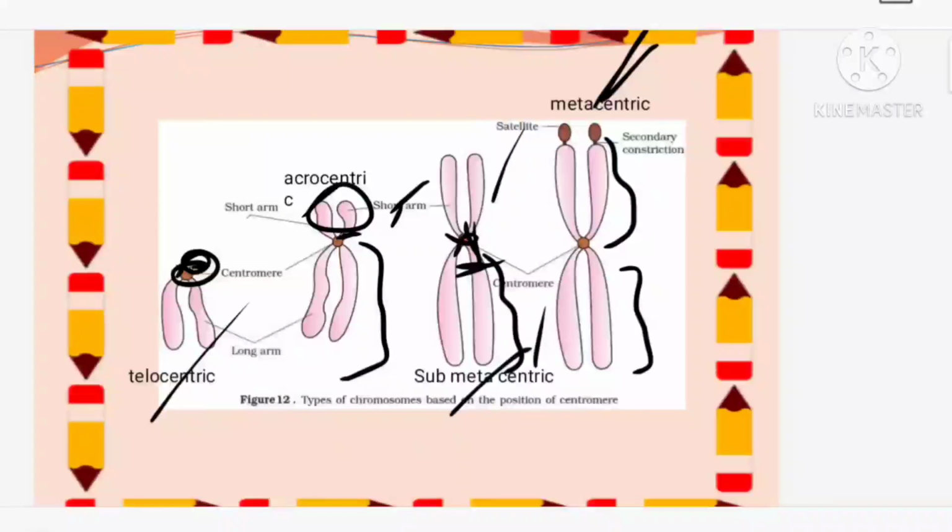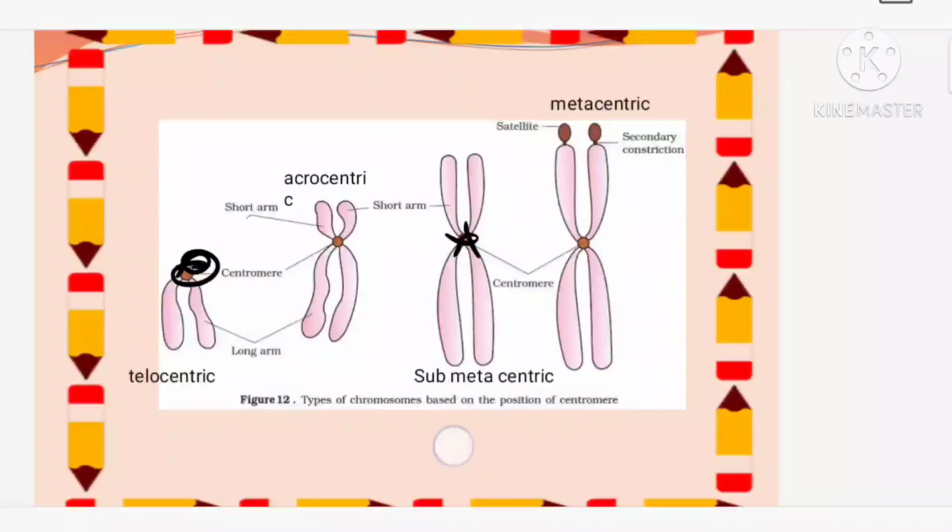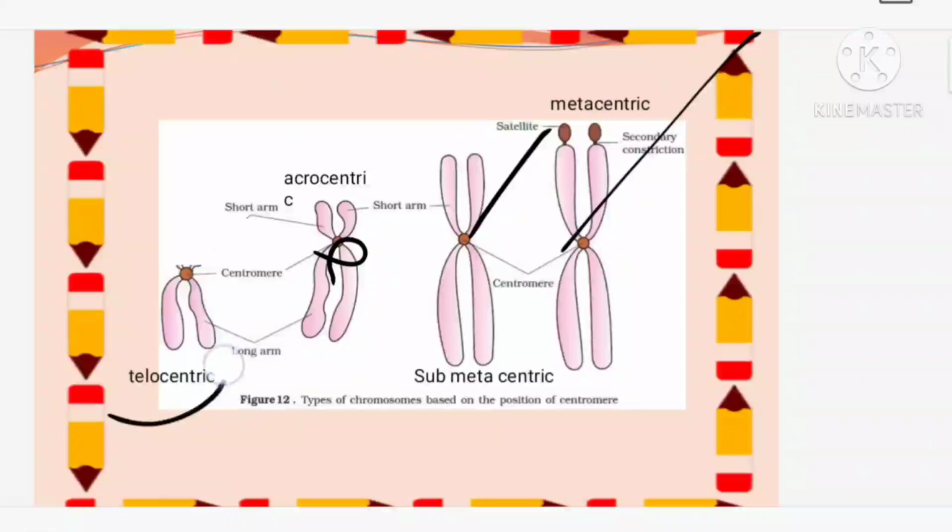Telocentric. So based on the position of the centromere, how many types are there? 4 types. If the centromere is present in the middle, metacentric. If the centromere is present a little bit away from the middle, submetacentric. If the centromere is present nearer to one of the ends, acrocentric. And if the centromere is present at the end, we call it telocentric. So this is regarding the structure of a nucleus.